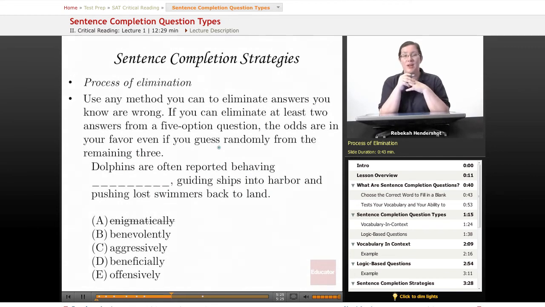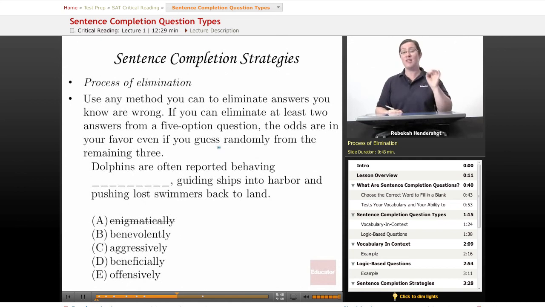All right. Our final strategy is called process of elimination, which I'm sure you've used on a billion standardized tests. Use any method you can to eliminate answers you know are wrong. This is the interesting thing about the SAT. Because they take an extra quarter of a point for a wrong answer, beyond what they would take off if you just didn't answer the question, it's not a good idea to just guess randomly from among 5 answers.